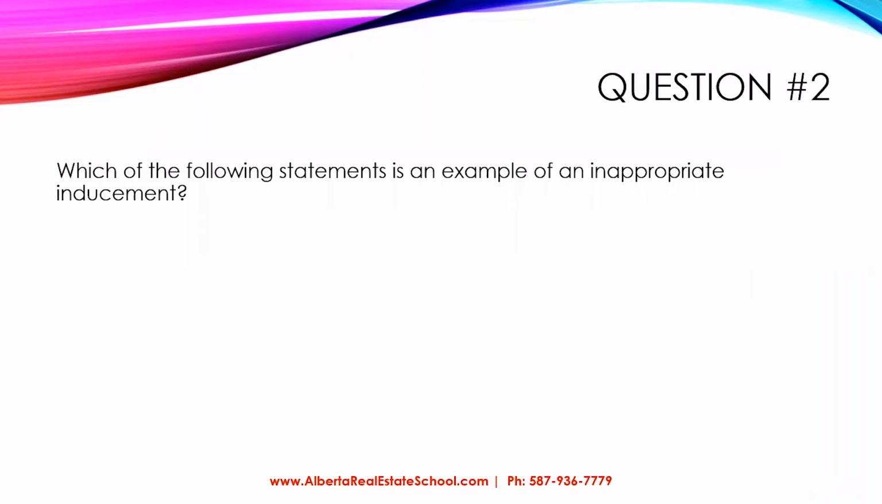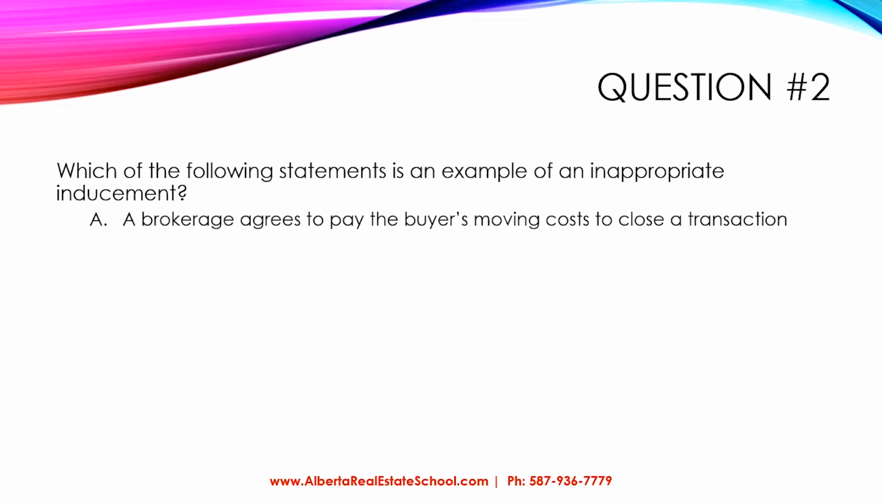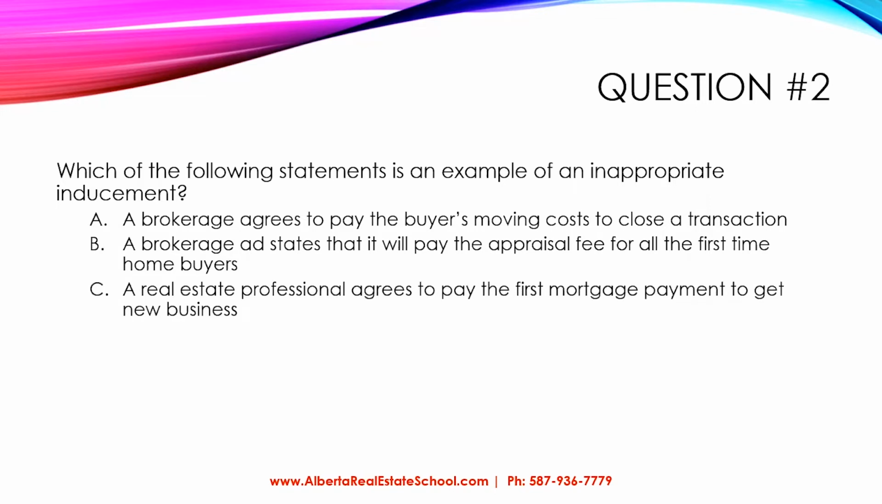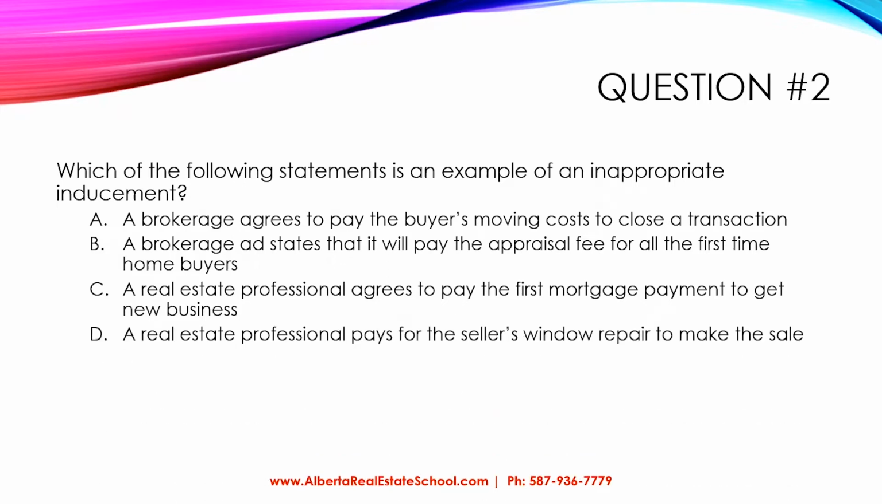Question number 2. Which of the following statements is an example of an inappropriate inducement? And the options are A, a brokerage agrees to pay the buyer's moving cost to close a transaction. B, a brokerage ad states that it will pay the appraisal fee for all the first-time home buyers. Option C, a real estate professional agrees to pay the first mortgage payment to get the new business. Or D, a real estate professional pays for the seller's window repair to make the sale. In this case, the correct answer is D.